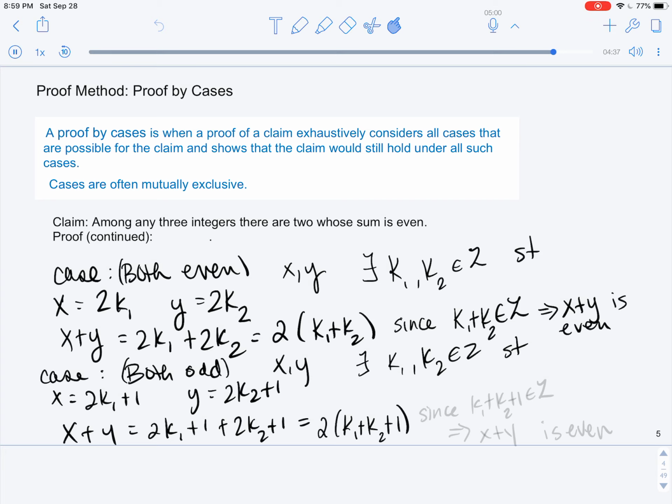And once again, we observe that k1 plus k2 plus 1 is an integer, since the integers are closed under addition. And since we have expressed x plus y as the product of 2 and an integer, x plus y is even.